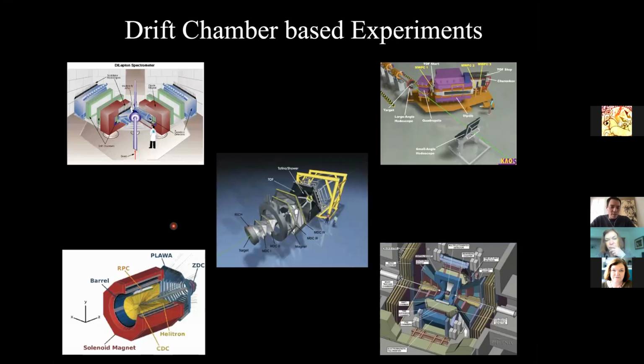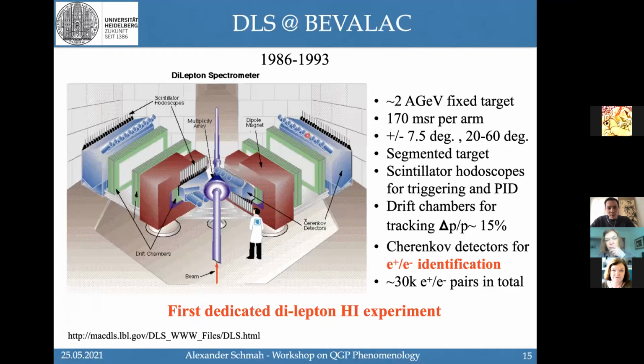Now I group the rest of the experiments into three different categories. I start with those which are based on drift chamber tracking detectors. I will explain this in a second. The second part is about time projection chamber based experiments, and finally silicon based experiments.